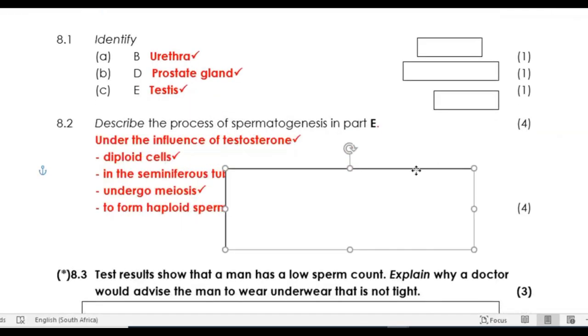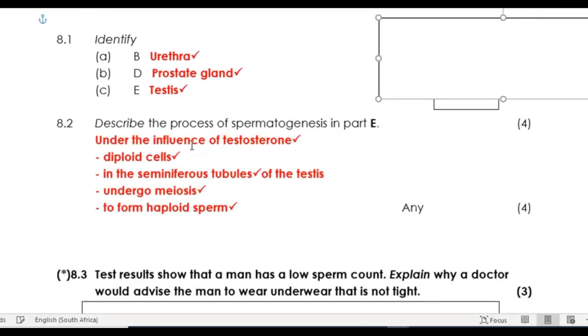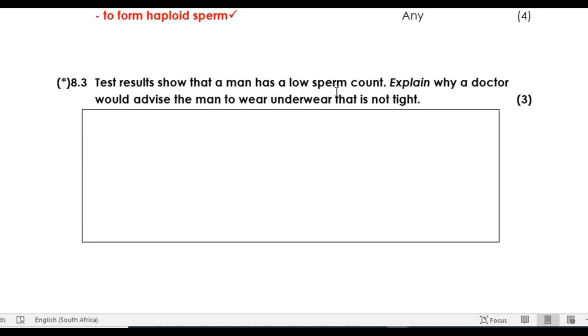So here, let me just remove my text box. It says under the influence of testosterone, that's the hormone, diploid cells in the seminiferous tubules of the testis undergo meiosis and they form haploid cells. So you can study this as it is from the exam guideline. 8.3 says test results show that a man has a low sperm count.